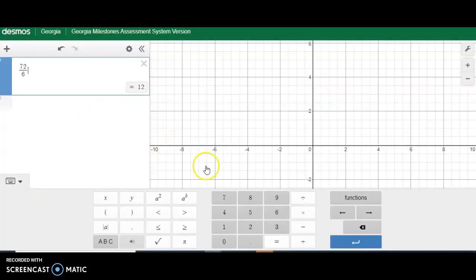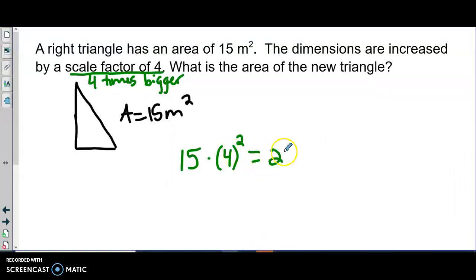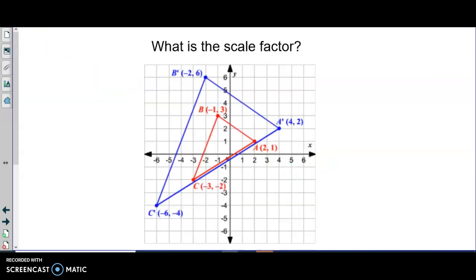Well, here, let's just type it in. 15 times 4 squared. So my new area would be 240 meters squared. You cannot just say 15 times 4 because we're not just dealing with meters here, we're dealing with meters squared. So it's really important that you look at your units. If your units are squared, you need to make sure that you square your scale factor before you take the multiplying shortcut.